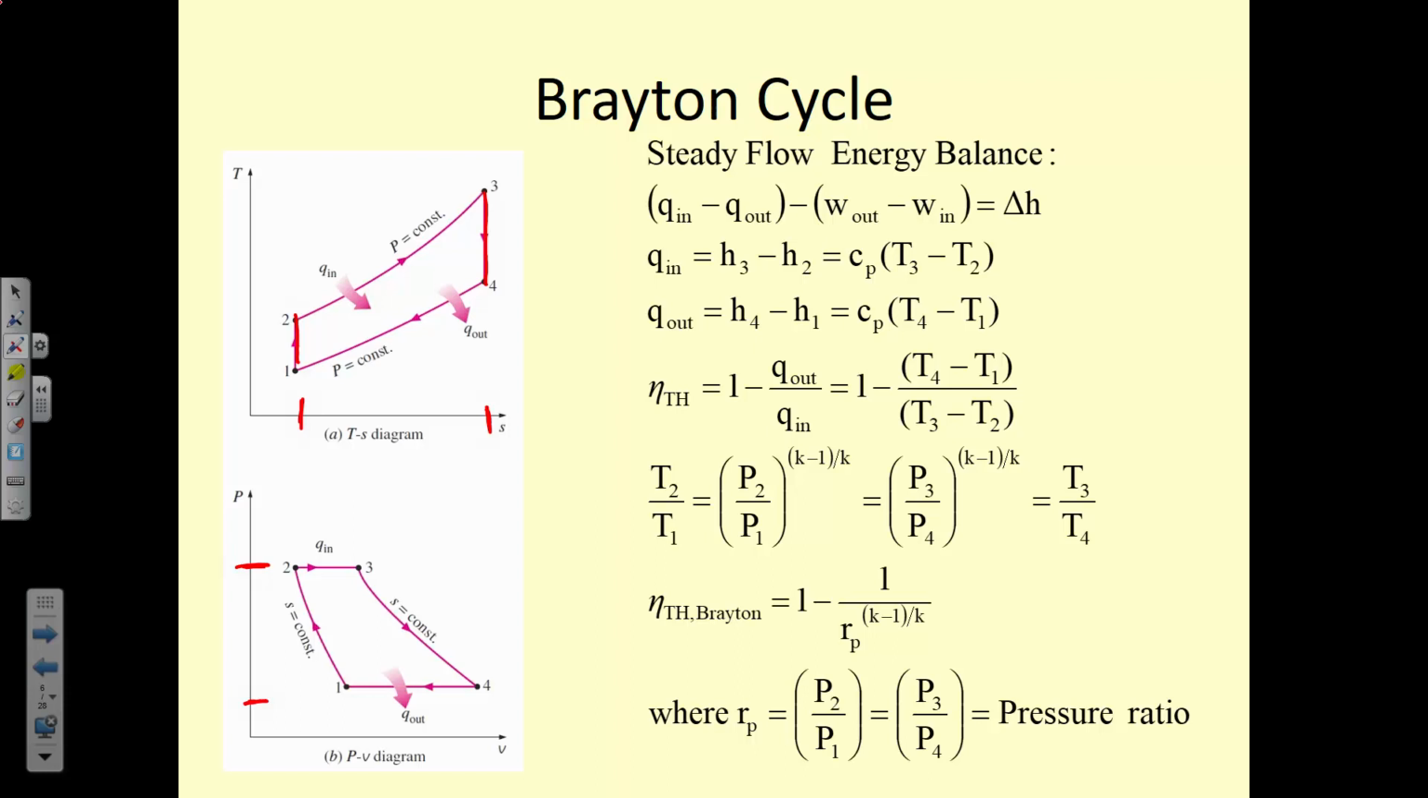ideal gases. So if we assume constant specific heats, then we can rewrite these property relations as such: the ratio of the temperature between state 2 and 1 is equivalent to the ratio of P2 over P1 to the (K minus 1) over K. So this is valid only for isentropic ideal gas with constant specific heat.